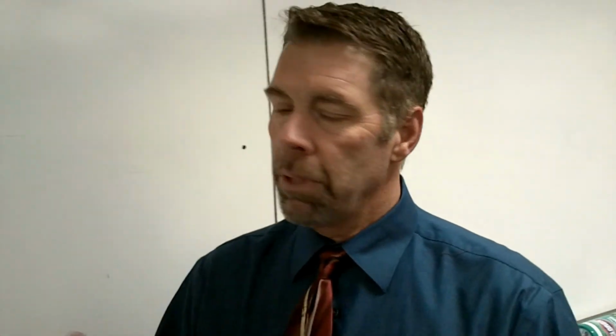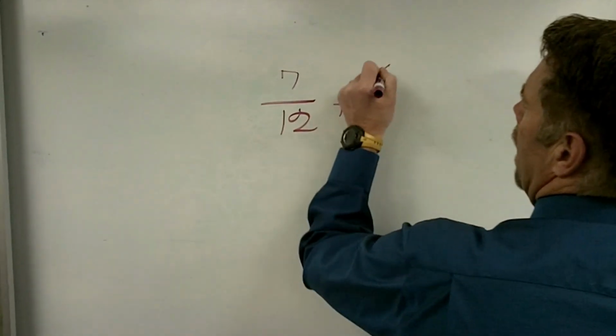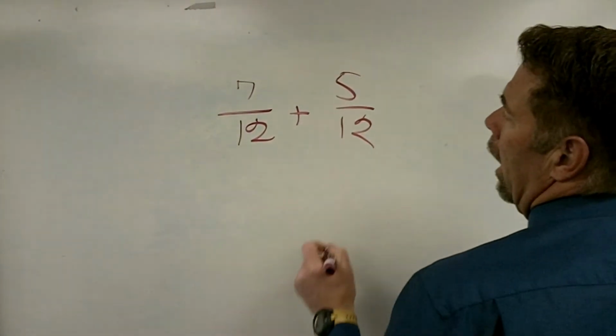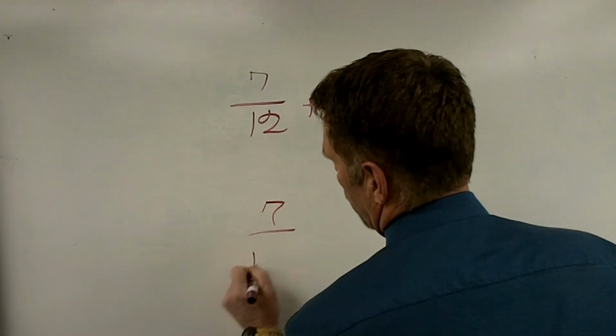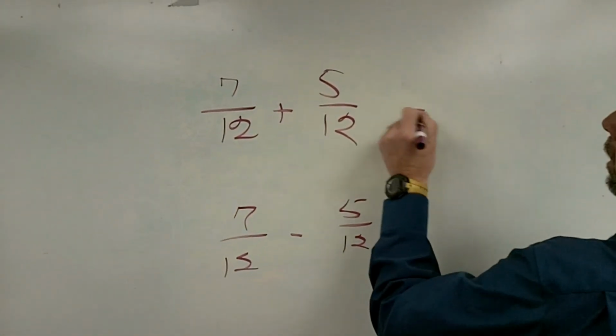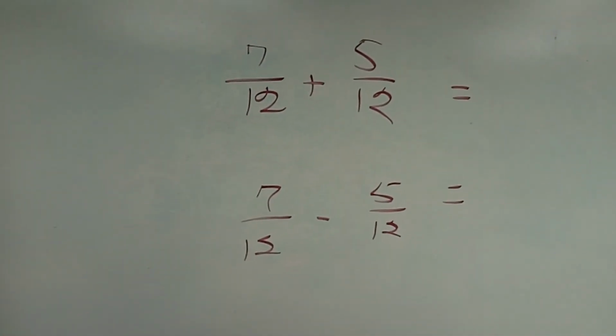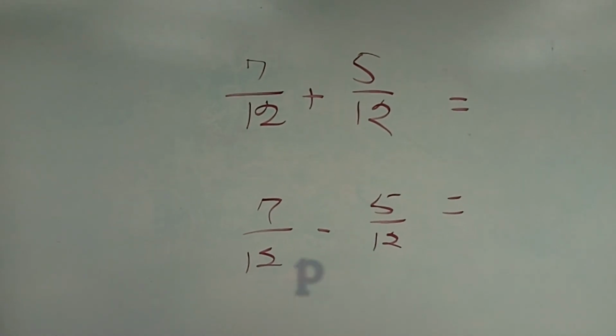Okay, let's do a couple. Let's let you try a couple of them. We'll do 7/12 plus 5/12, and then let's subtract 7/12 minus 5/12. So go ahead and do this on your own, and please, teacher, check them to see if they're right.